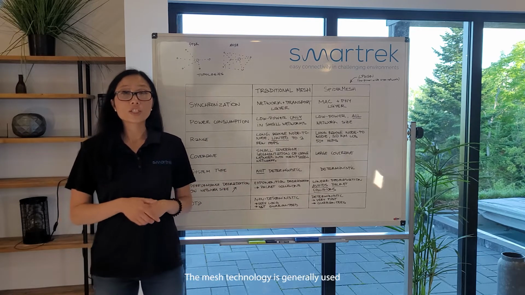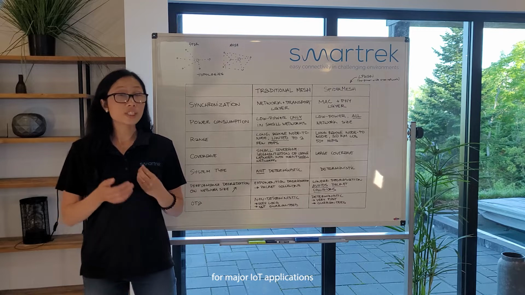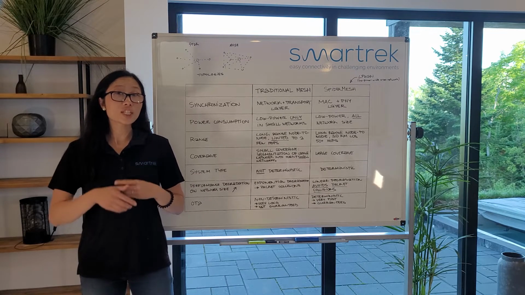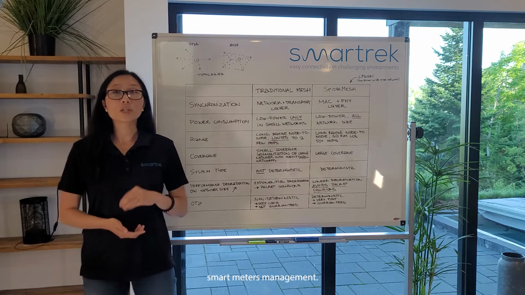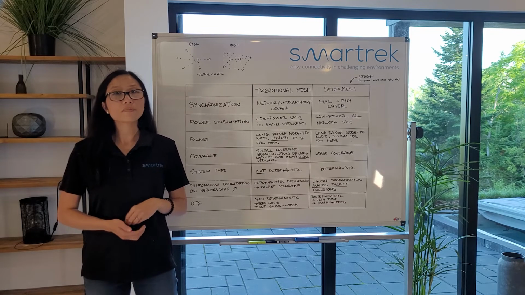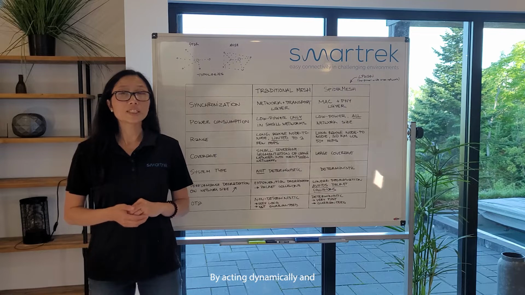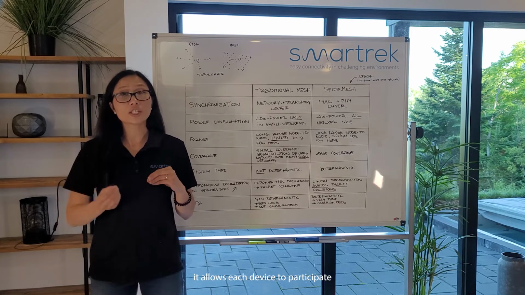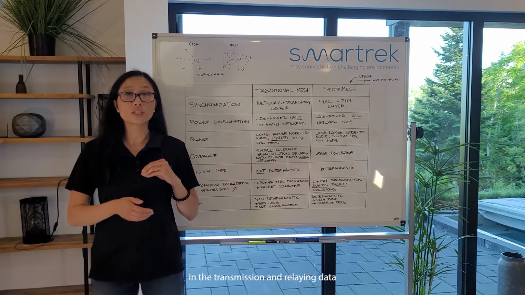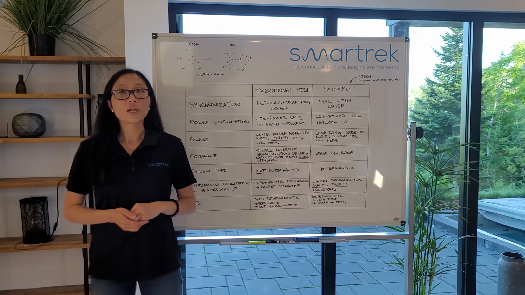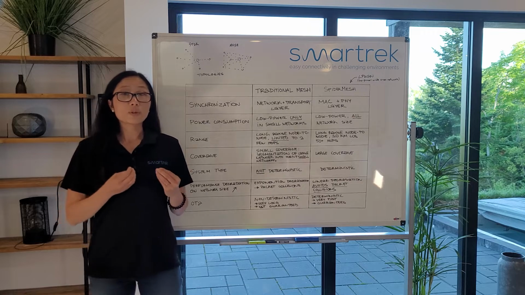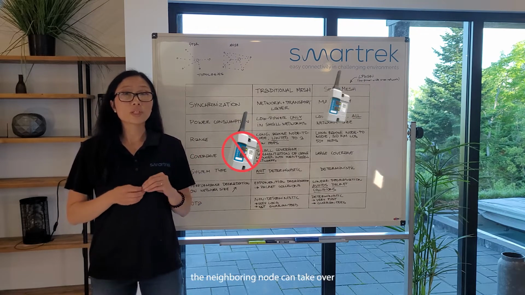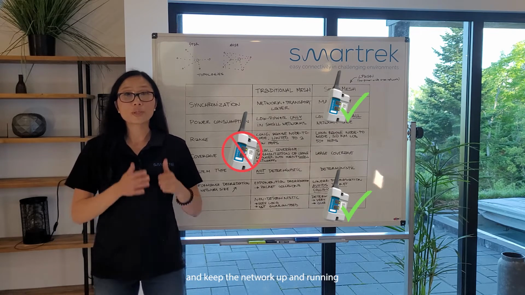The mesh topology is generally used for major IoT applications and is essential for wireless sensor network applications, industrial automation, and smart meters management. By acting dynamically and in a decentralized way, each node is independent and it allows each device to participate in the transmission and relaying of data. Within a mesh network, everything is stable. For example, when one of the nodes goes down due to some problem, the neighboring node can take over and keep the network up and running.